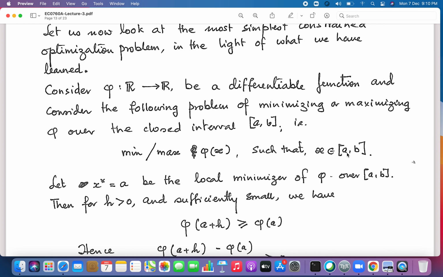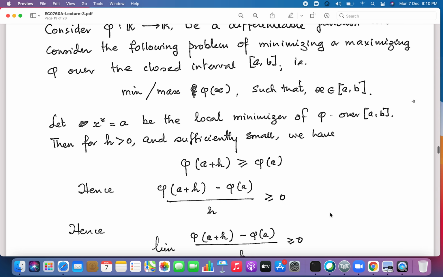What is important now is to look into the situation when, instead of f from Rn to R, we take a differentiable function phi from R to R, and we want to look at the issue that we get when we maximize or minimize over a closed interval. Whenever we have a differentiable function, our mind simply says you will just do f dash x equal to 0. But that's not the case when you put constraints.